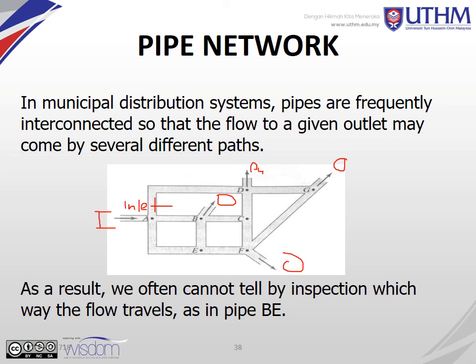So this is the flow inlet, and this is the flow outlet. I just put the O for outlet. This is inlet I. So in this pipe network, I is the symbol for inlet and O is the symbol for outlet.